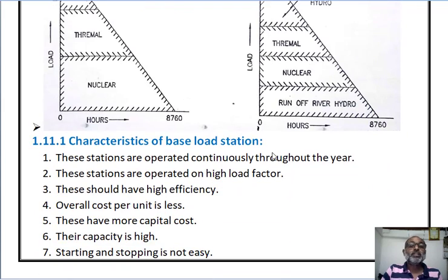Now the characteristics of base load stations. First, these stations are operated continuously throughout the year. Second, these stations are operated at a high load factor. Third, they should have higher efficiency. Fourth, the overall cost per unit is less. Fifth, they have more capital cost. Sixth, their capacity is high. Seventh, the starting and stopping of this type of power plant is not easy.